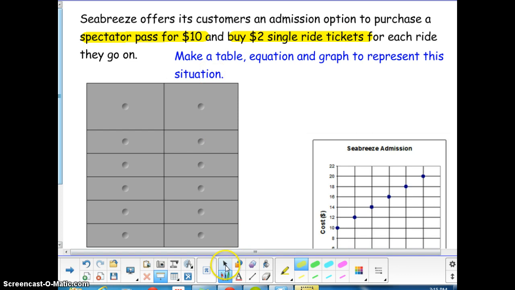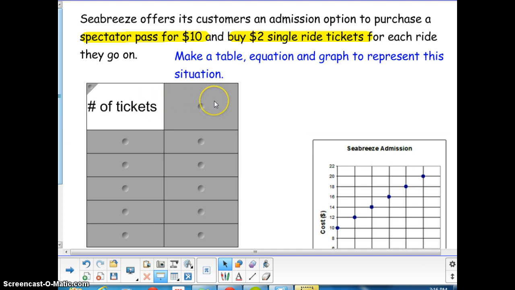Everybody who comes has to pay $10, and then for as many rides as they ride, they have to pay $2 more. So we know our x-axis is going to be the independent variable, or the number of tickets that they buy, and our y-axis is going to be the dependent variable, or how much total they spend.